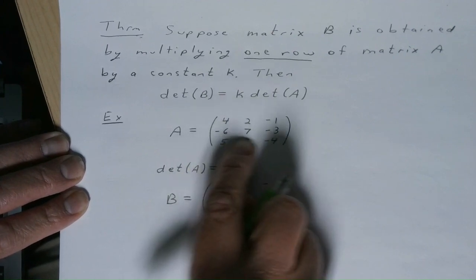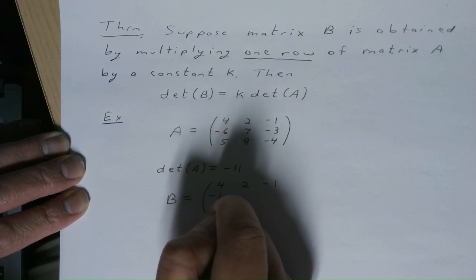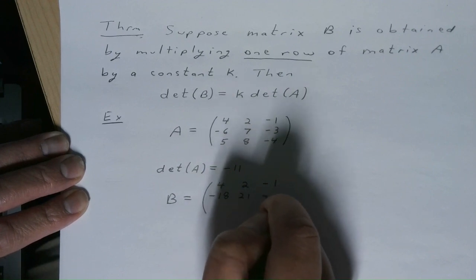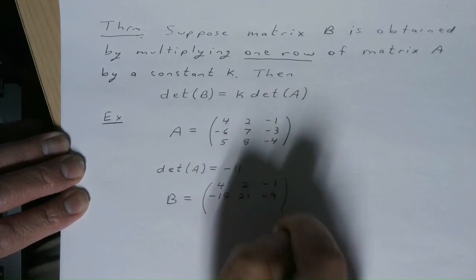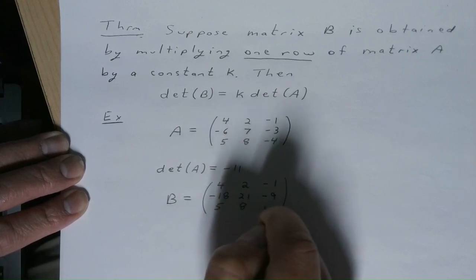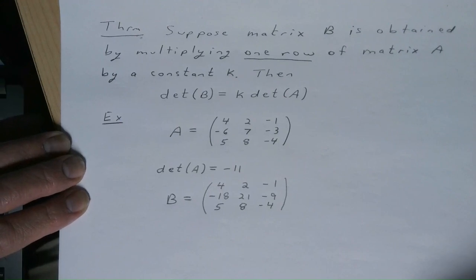And we'll multiply this row by 3. So that will be minus 18, 21, minus 9, 5, 8, minus 4. Like that.